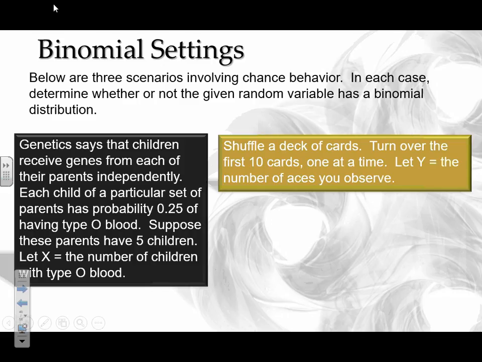Shuffle a deck of cards. Turn over the first 10 cards one at a time. Let the random variable y be the number of aces you observe.